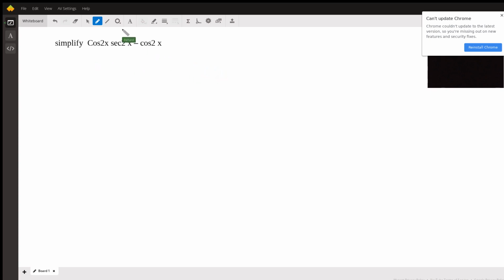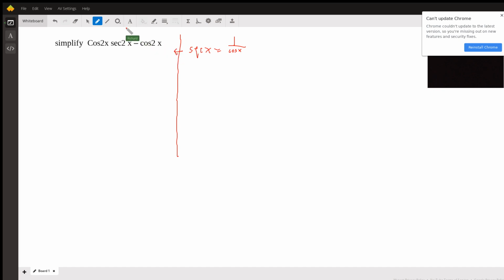Let me do this in red. I'm going to collect them in red here. So when we're done, you'll know that you have to have memorized these. The first one we're going to use is that the secant of an angle is just 1 over the cosine of that same angle. So we're going to use that right here in this first step.